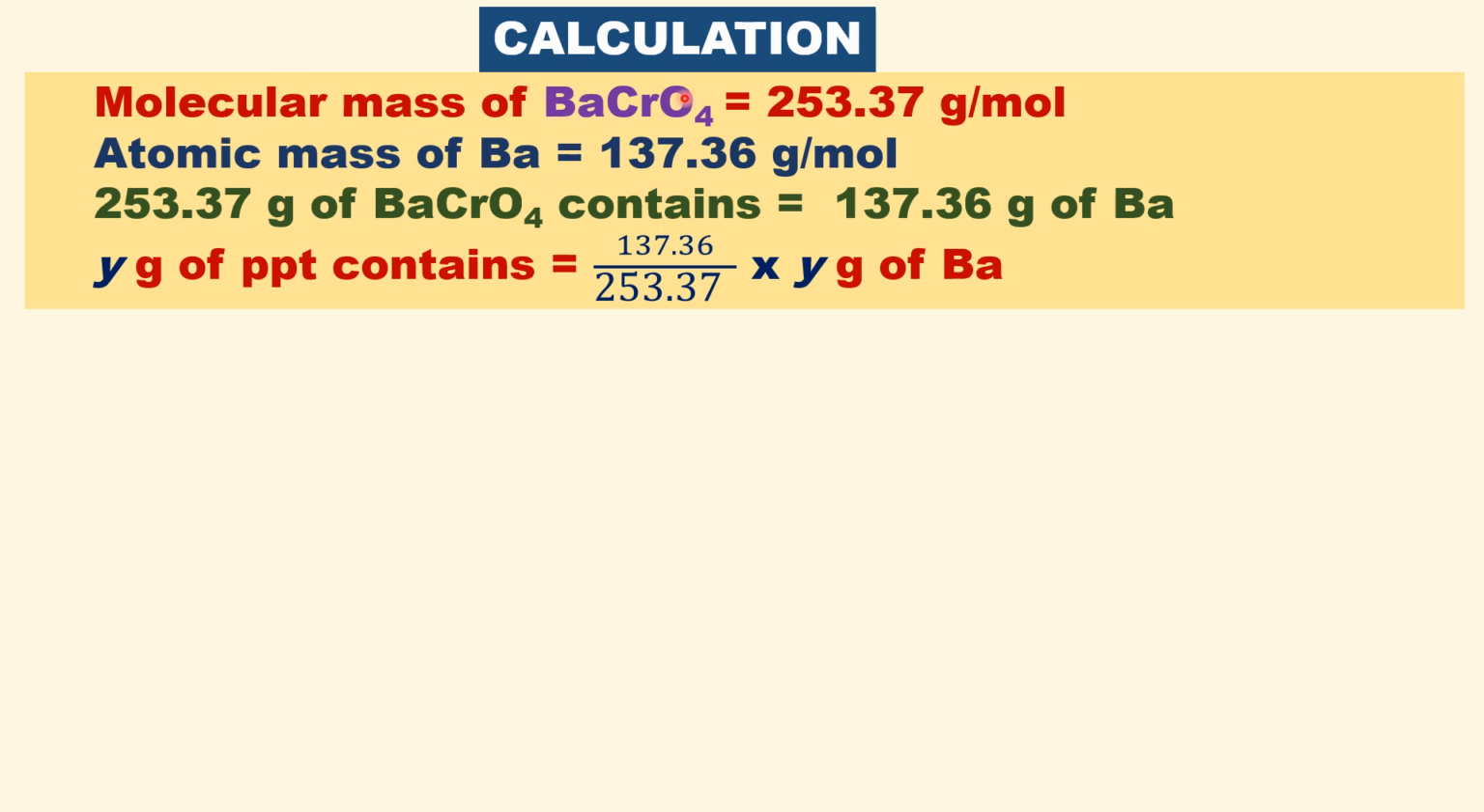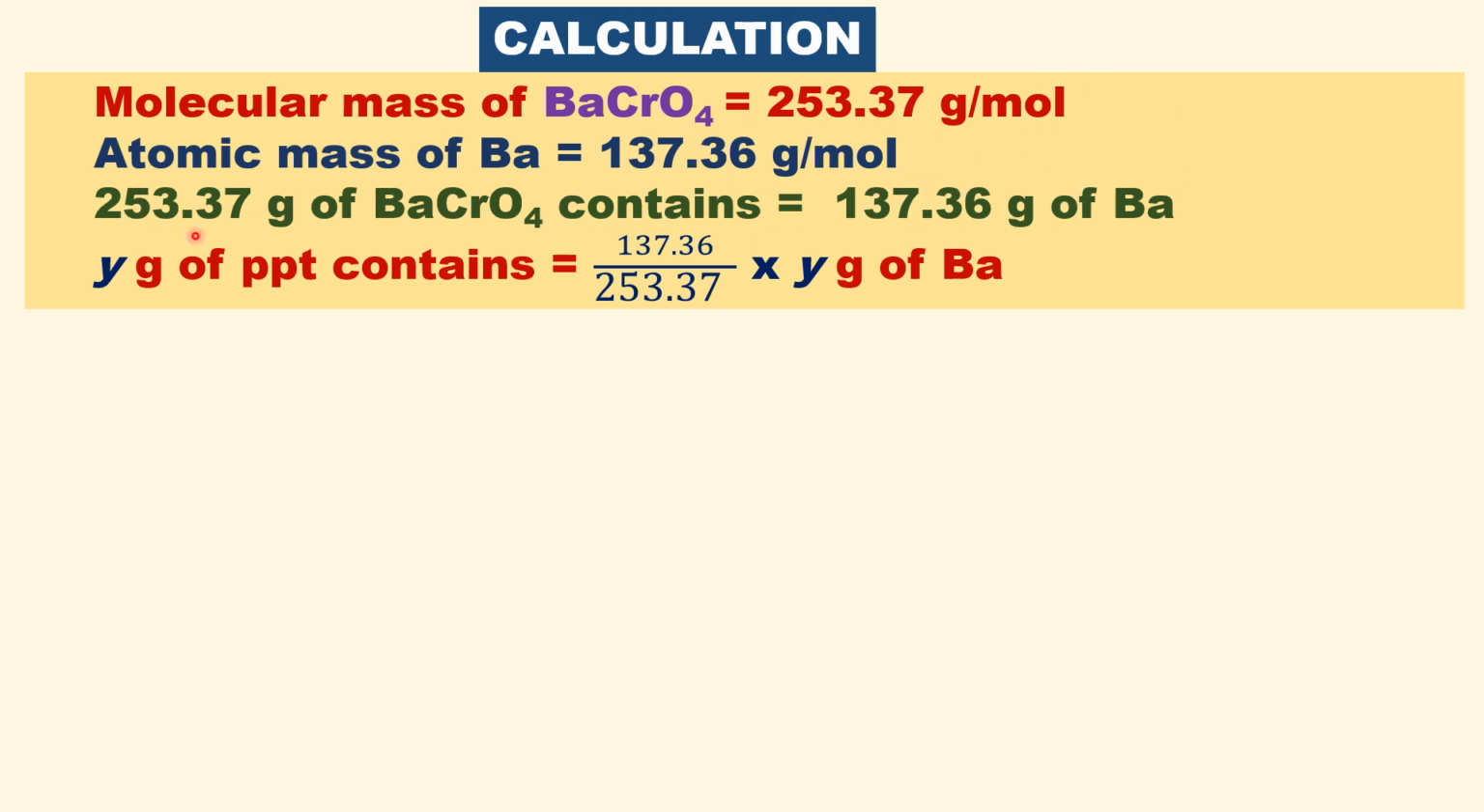For barium chromate precipitate, we must know the molecular mass of barium chromate. The molecular mass of barium chromate is equal to 253.37 gram per mole. And then we are estimating the barium ion in the sample, so we need to know the atomic mass of barium, that is 137.36 gram per mole. These values are in Clark's table.